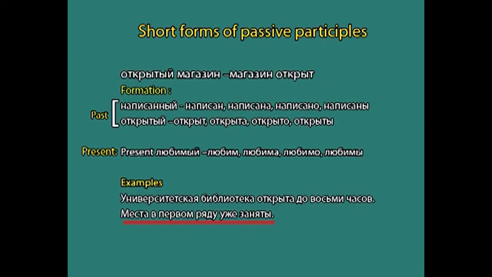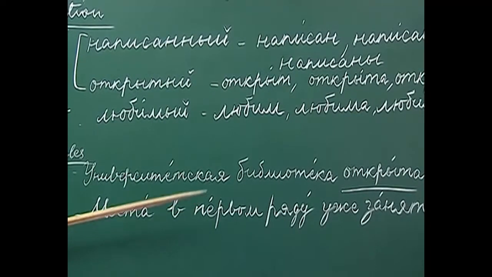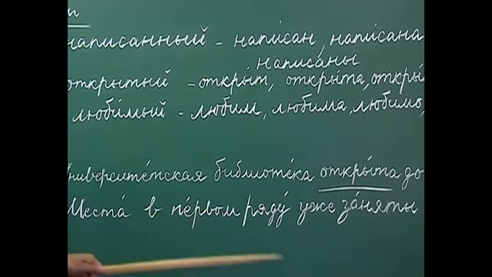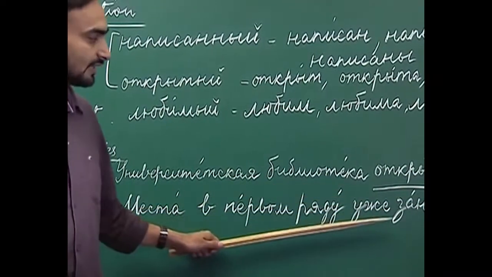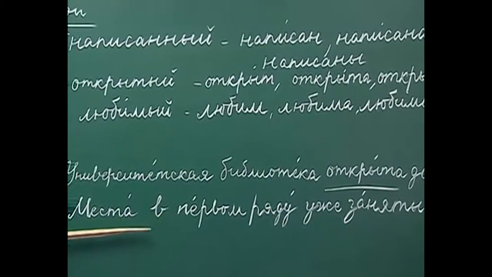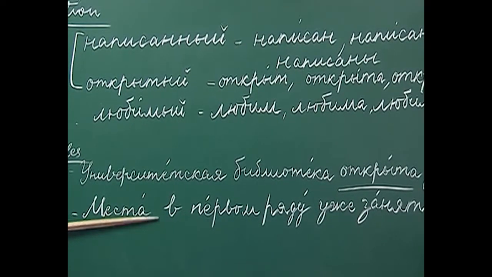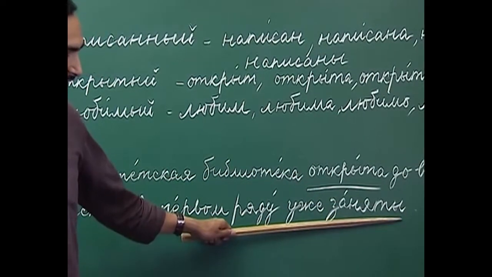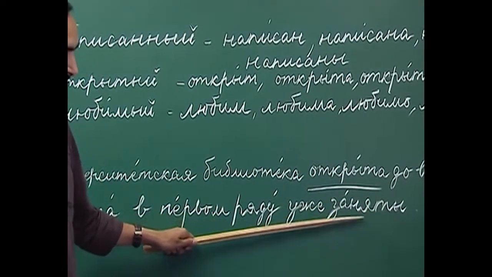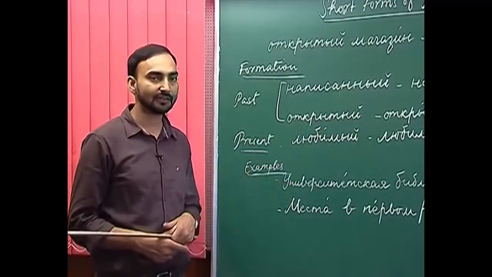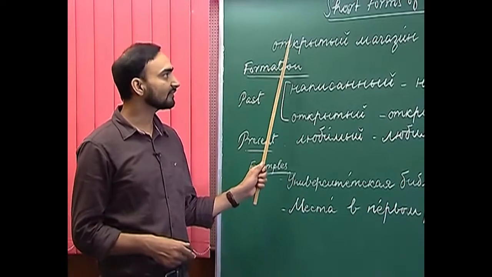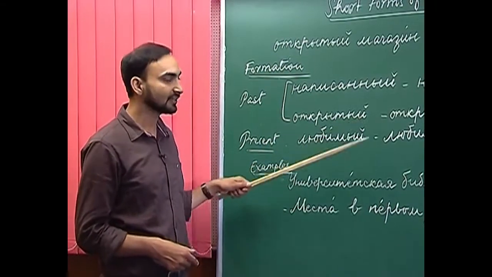The next example is Mista v первом ряду уже заняты. Seats in the first row are already taken. Here mista is in the plural form, that is why we are using the plural form of the passive participle past, which is zaняты.